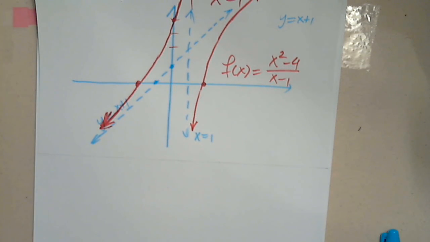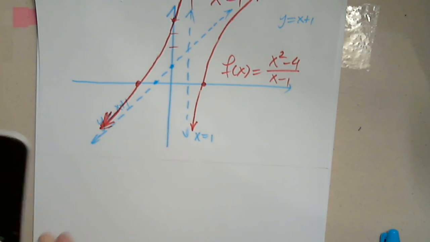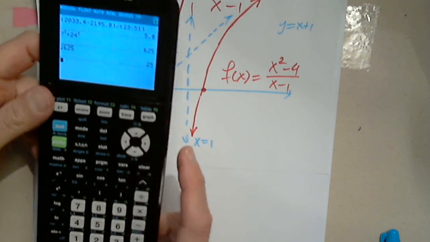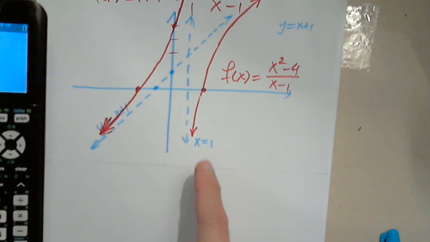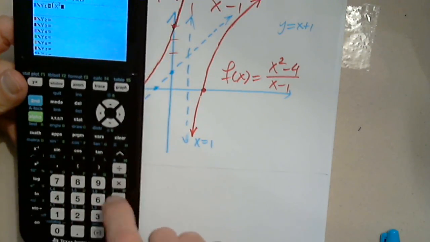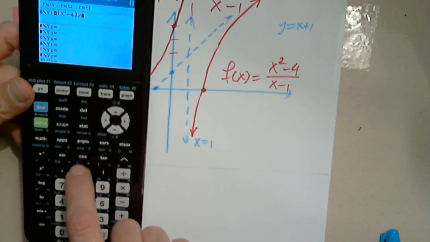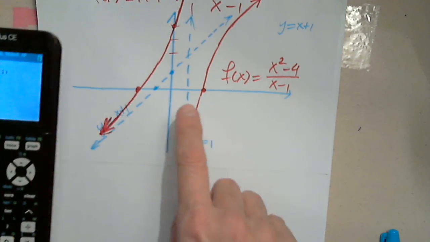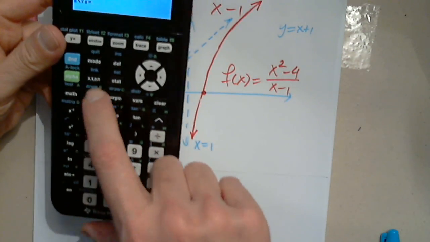And yes, of course, if you'd like to check with the graphing calculator, you have to put in this function. The calculator doesn't know it. You do. So we have, don't forget parentheses around the numerator: x squared minus 4, close the parenthesis, and divide by x minus 1. And don't forget to put x plus 1 as an additional function.